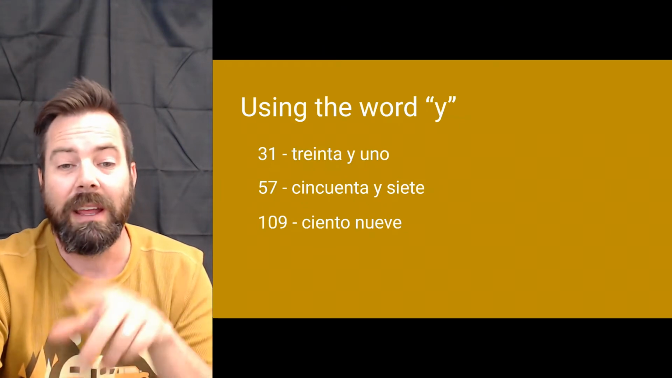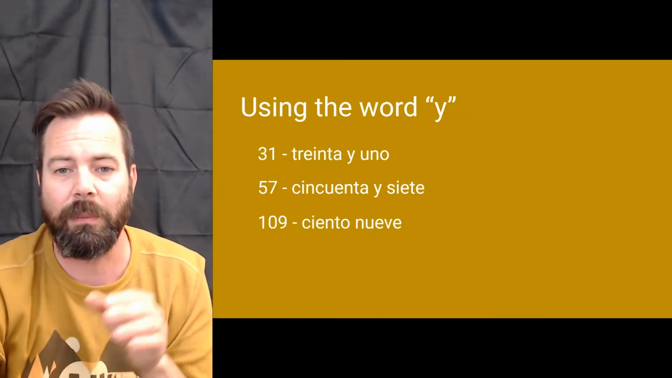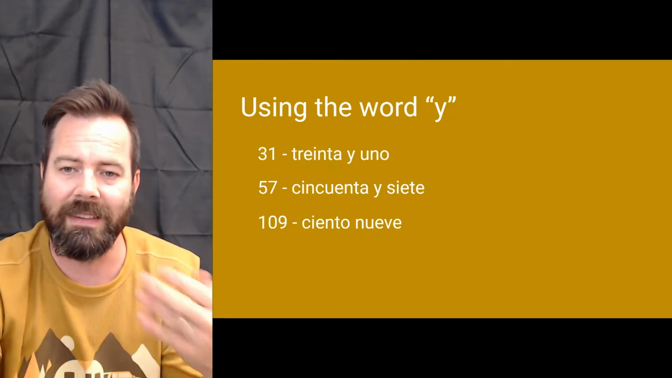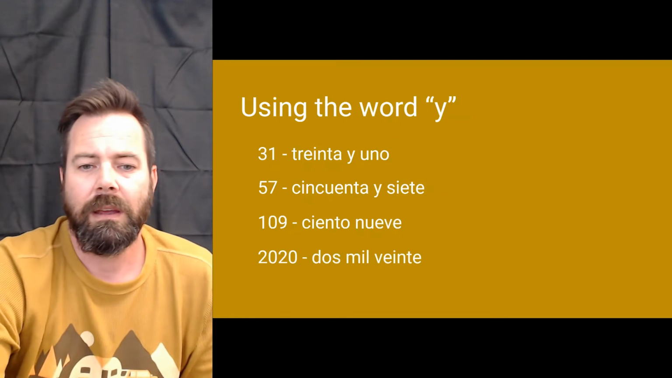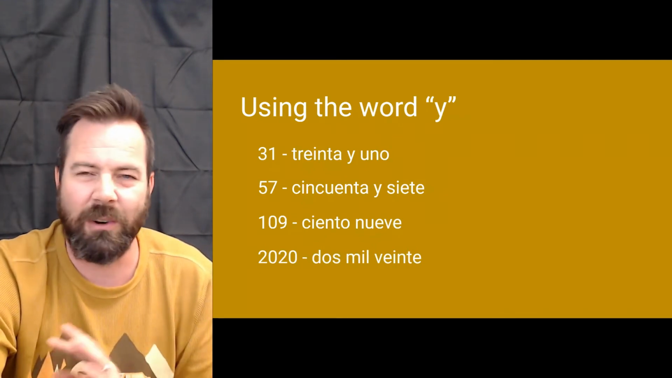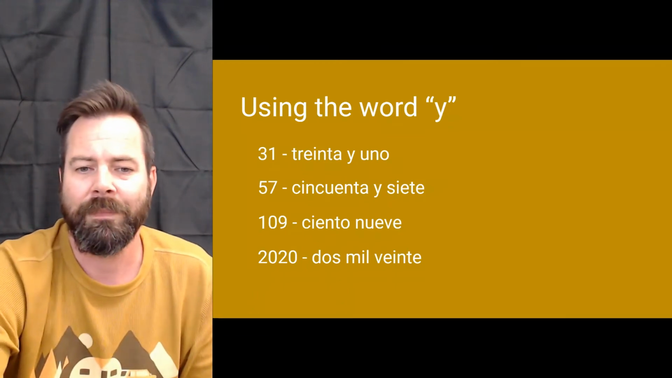109. Now, there is nothing in the 10 spot, so you don't use the y, right? So that would be 109. Not 100 and 9, just 109. The year 2020, for example, would be 2020. You don't use the y in there because there's nothing in between the 1 and the 10 spot.